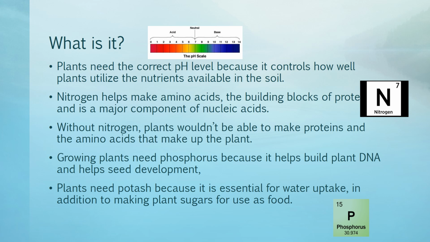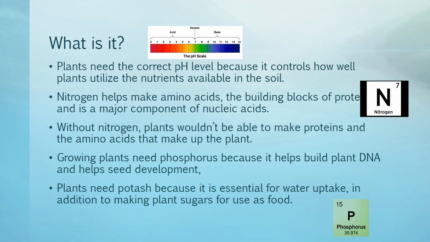Before I could determine how to proceed with the experiment, I had to research three main nutrients that all plants need in order to survive, in addition to researching pH levels. These nutrients were nitrogen, phosphorus, and potash. I found out that plants need the correct pH level because it controls how well plants utilize the nutrients available in the soil. In addition, I learned that nitrogen helps make amino acids, the building blocks of proteins, and that nitrogen is a major component of nucleic acids. Without nitrogen, plants wouldn't be able to make proteins and the amino acids that make up the plant.